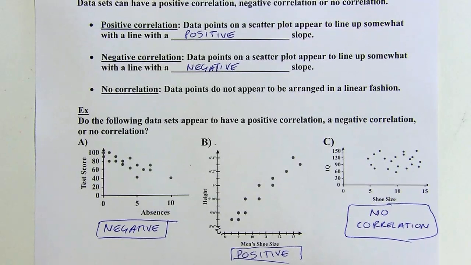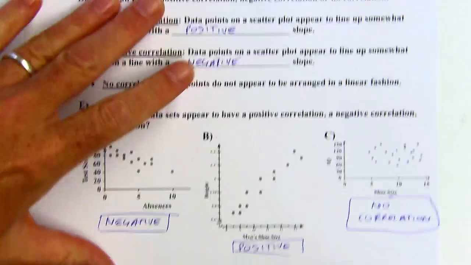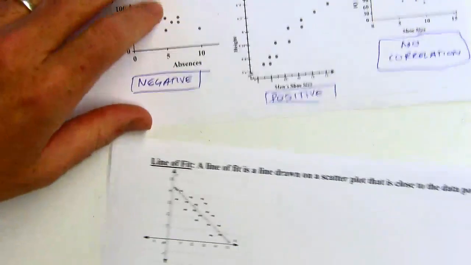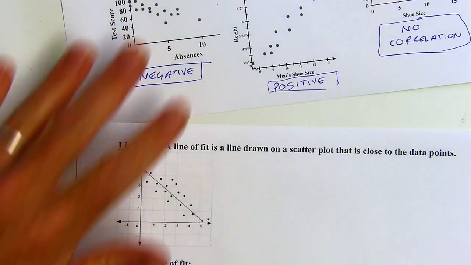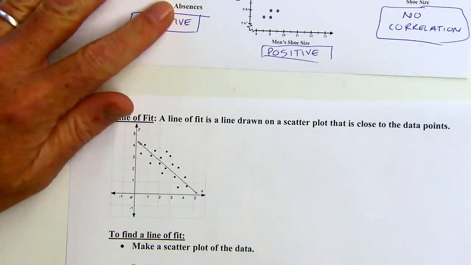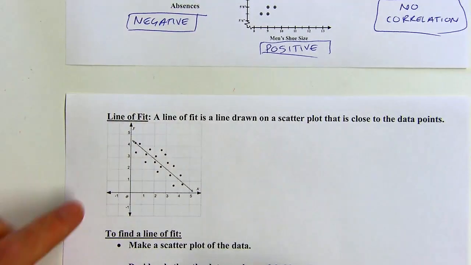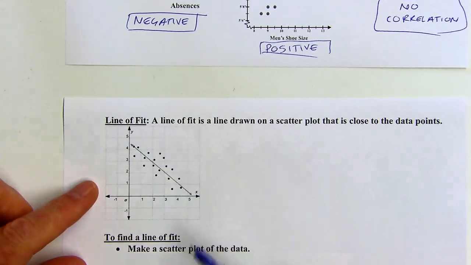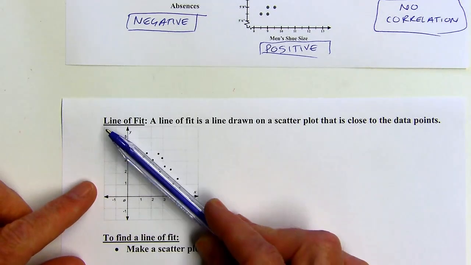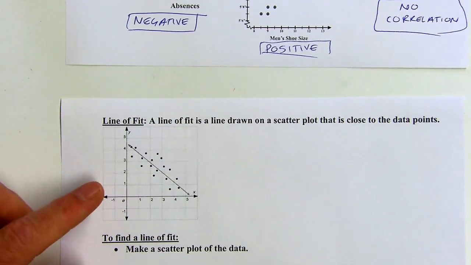On the next page, let's talk about a line of fit. A line of fit is a line drawn on a scatter plot that is close to the data points. We've got these points here. It looks like they have a negative correlation, and then this is going to be a line of fit.